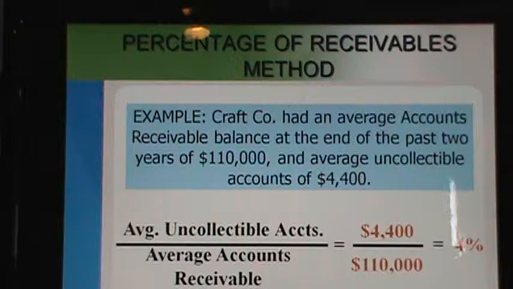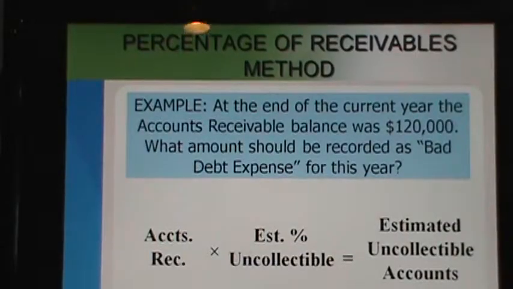So they're going to take their average uncollectibles, divide it by their average accounts receivable to get 4%. And this is going to be used in future periods to estimate how much will be uncollectible. Kind of the same idea, just using specific accounts receivable numbers instead of sales numbers.